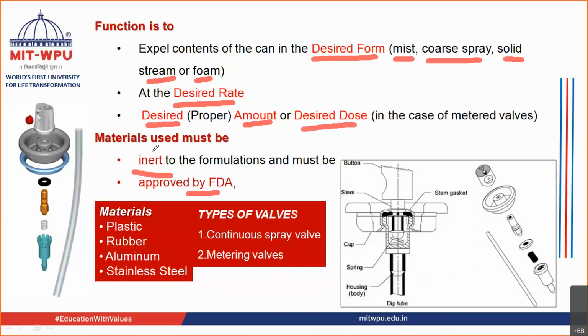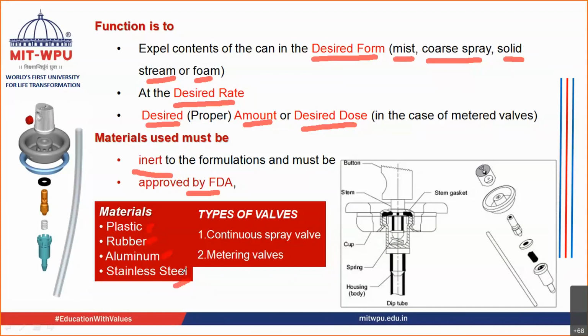Okay, whatever materials are being used. Different materials that are used are plastic, you have rubber material. So these are made up of different materials. They are made of plastic, rubber, aluminum, and stainless steel. If you see your spring, it is made up of stainless steel.